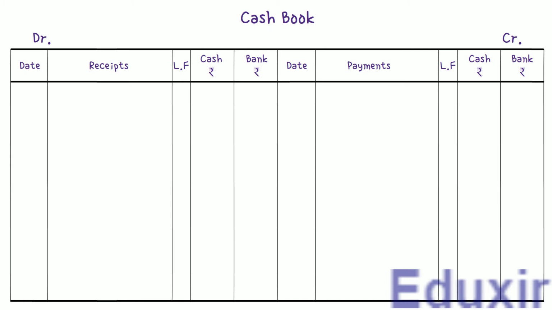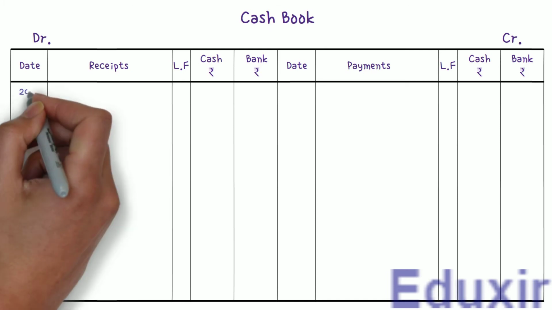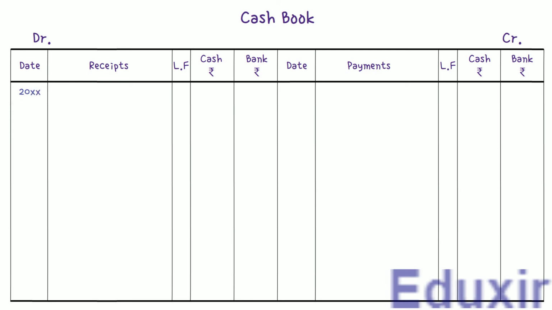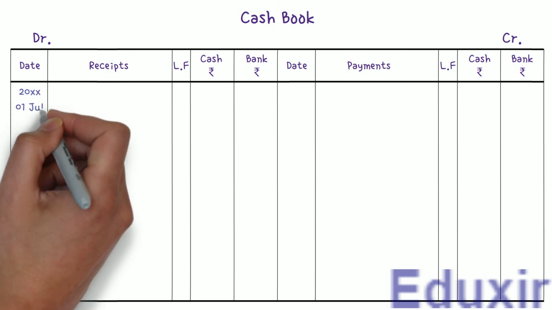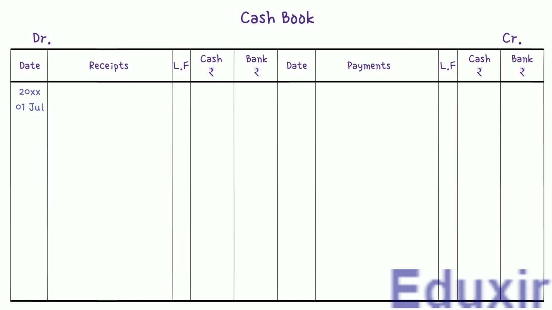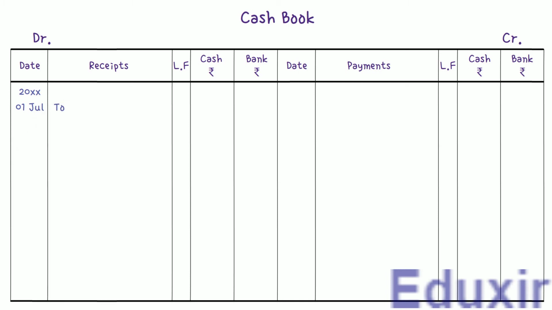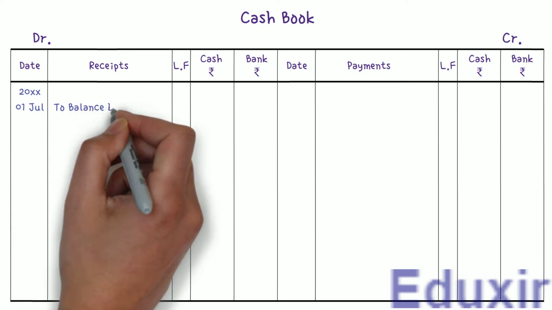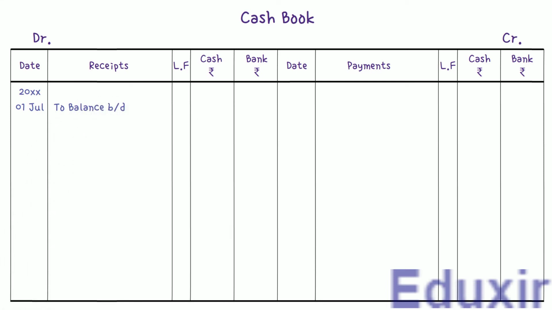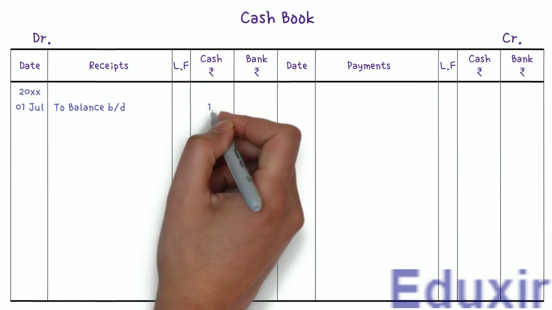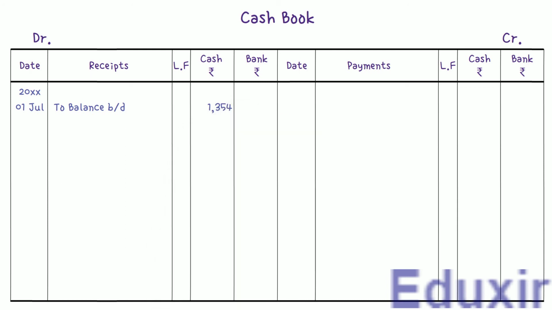Now on the debit side, let us first write the year. Let us then record the date. As you know, the entries on the receipts column start with 2. Let us also record balance brought down in the receipts column. Now, as we are dealing with the cash here, we need to enter the amount in the cash column. Let us record the debit amount of 1354 rupees in the cash column. That completes the recording of this transaction in the cash book.